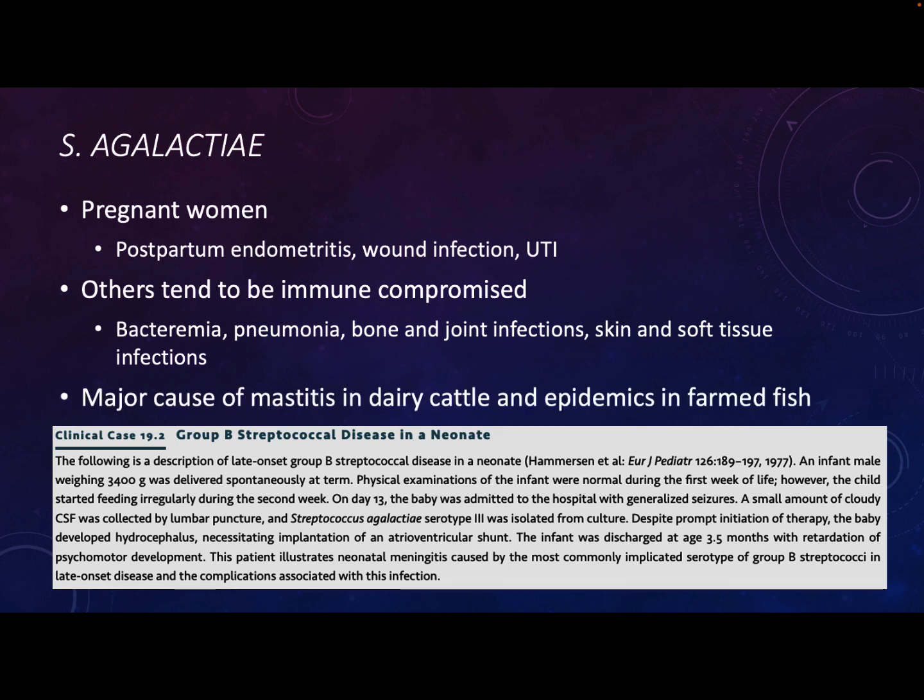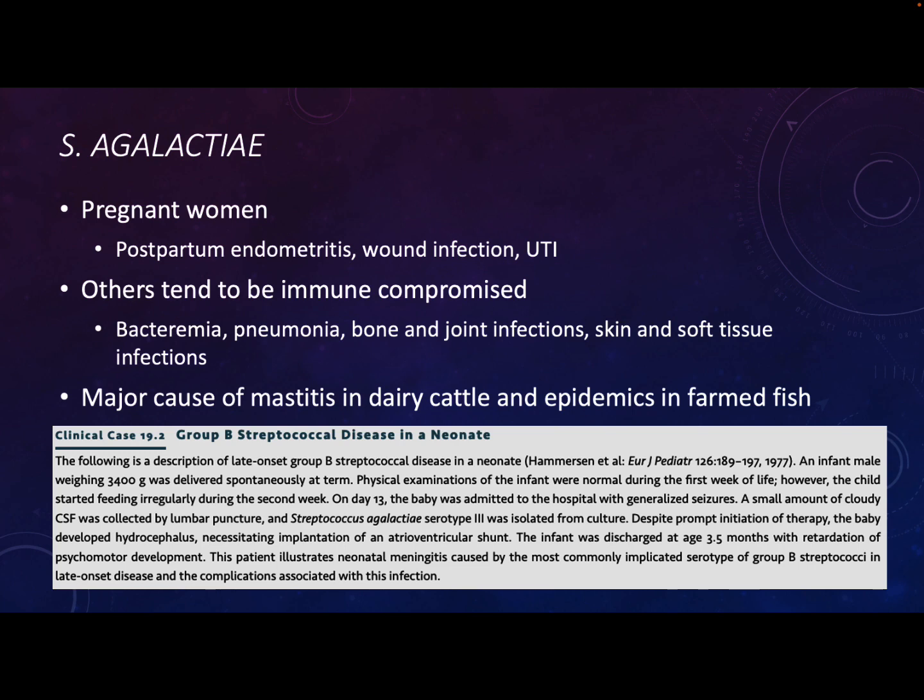It actually gets its Latin name, agalactiae, because it's a cause of infection in dairy cattle. It causes mastitis, infection in the udders. They don't produce milk: agalactiae, no milk. And weirdly enough, it can also cause epidemics in farmed fish. So in aquaculture, instead of agriculture, aquaculture, in the fish farms, it can cause infection.